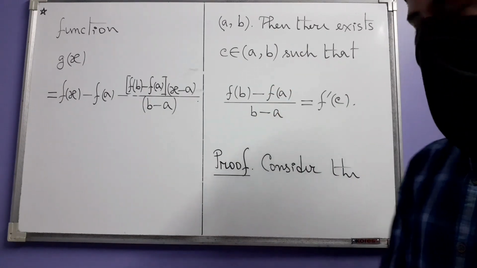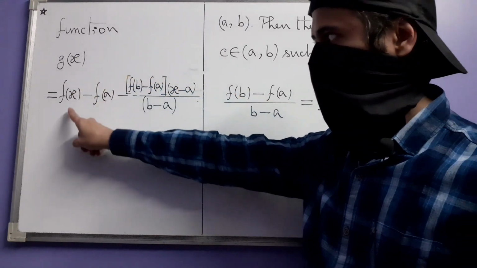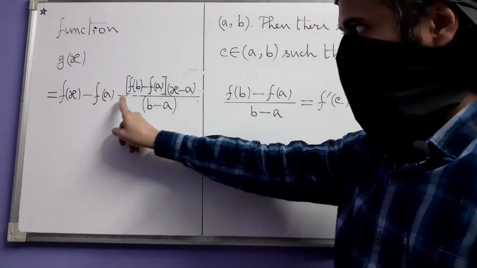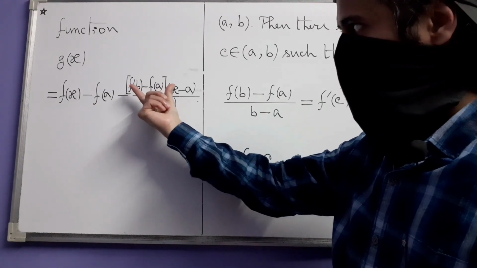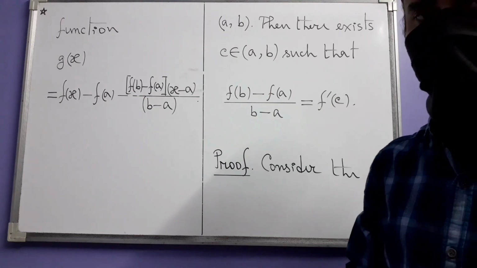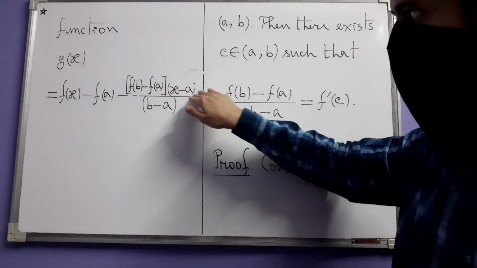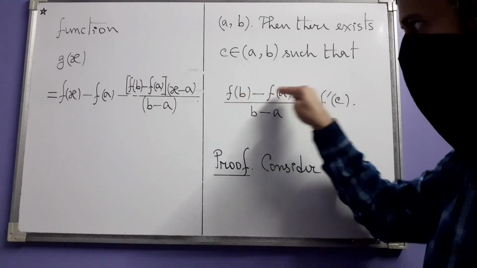The proof starts by considering a new function, let's call it g of x, which is f of x minus f of a minus f of b minus f of a divided by b minus a, that means this thing, times x minus a. I did not get enough space to write it like that, so I wrote x minus a with this numerator itself.